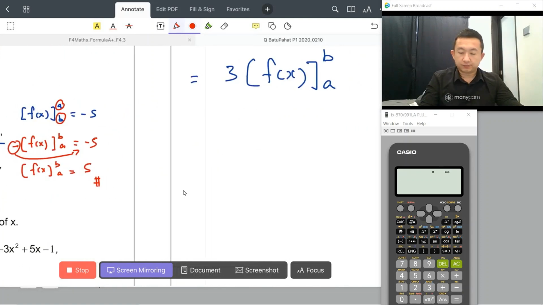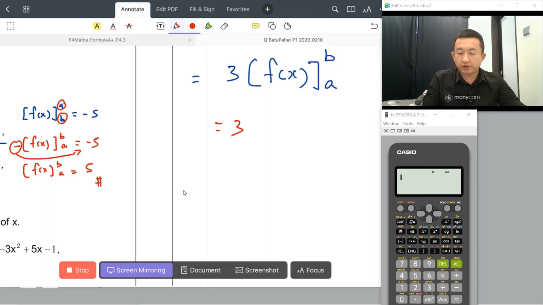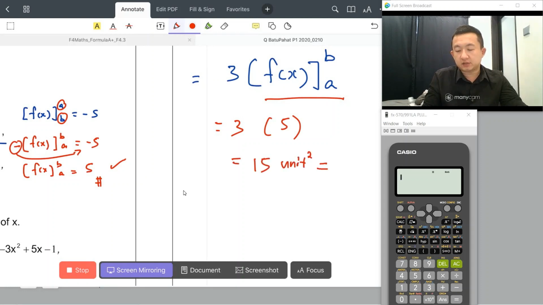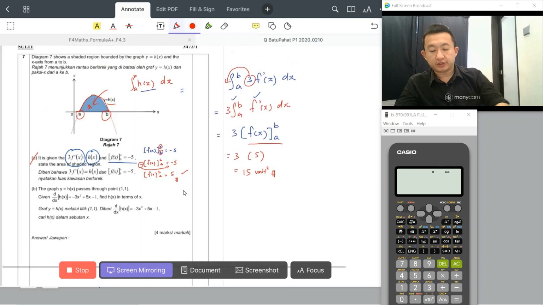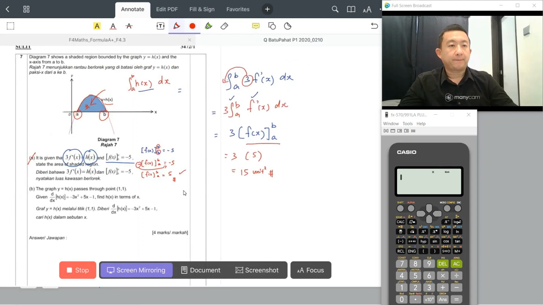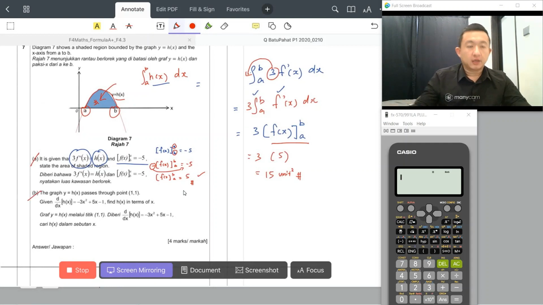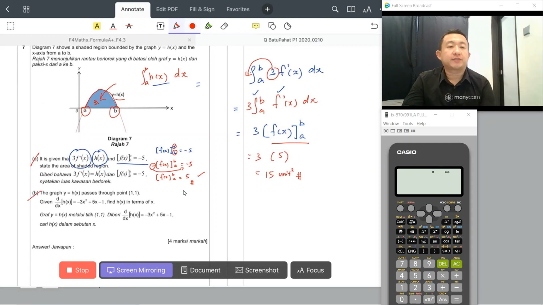So here, 3 times the integral of fx, which equals 5. So you put in 5, and you have 15 units for the area of the shaded regions. Okay, that is for A. Now we look at B. The graph of y equals to hx plus 2, passing through 1, 1. That is another one.